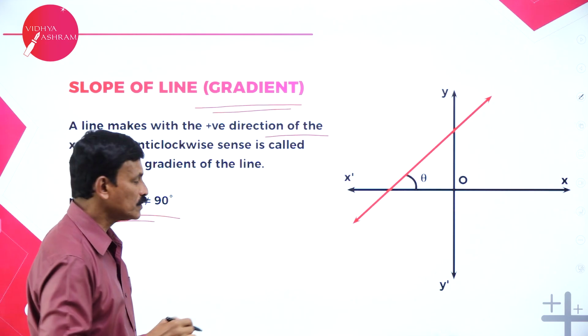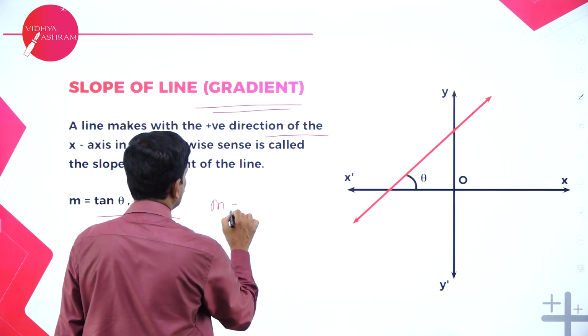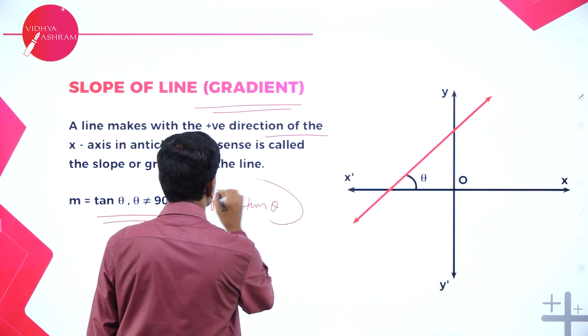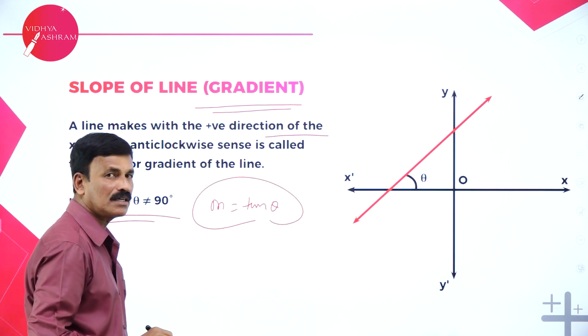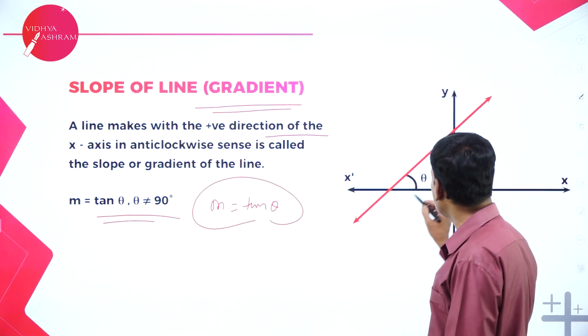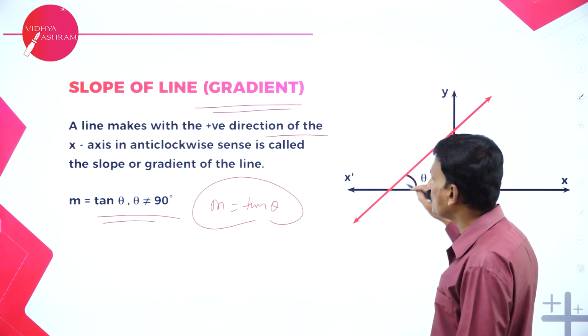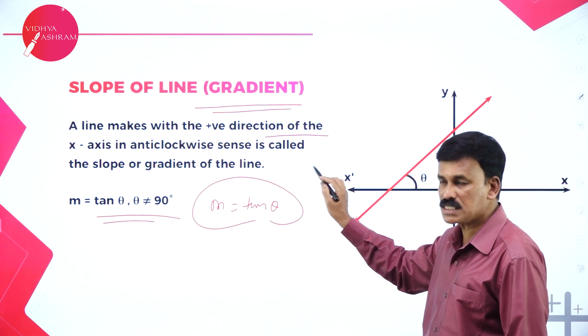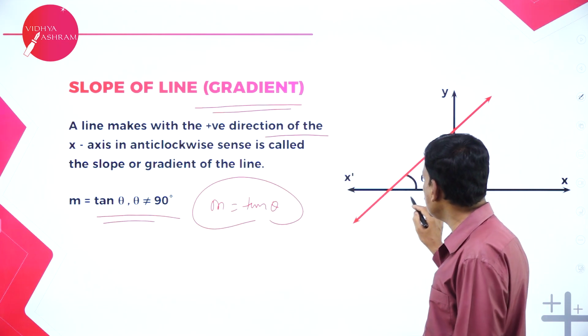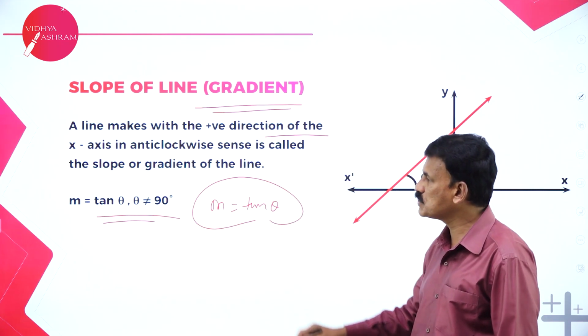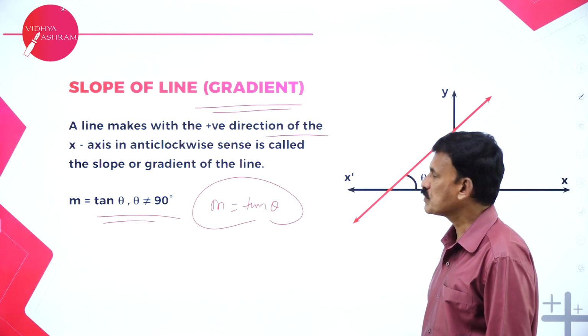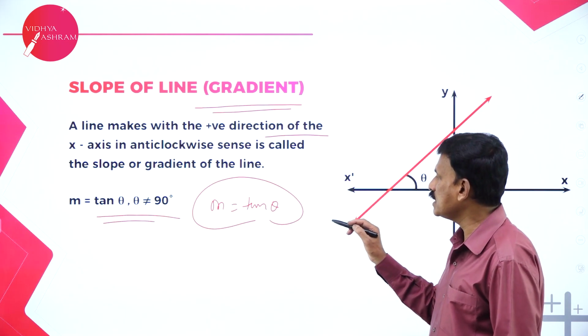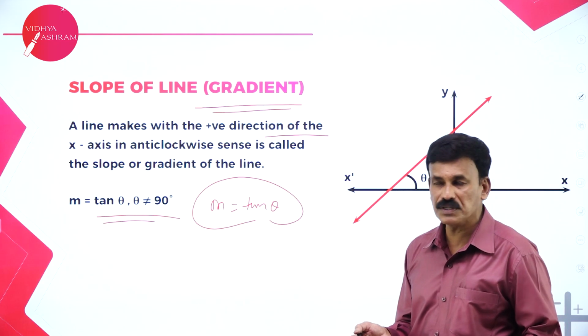The slope m is equal to tan theta, called the slope or the gradient of a straight line. Suppose a line makes an angle theta with the positive direction of the x-axis, in the anti-clockwise sense. This is called the slope or gradient of a straight line, denoted as m equals tan theta. Now, if theta is equal to 90, tan 90 is equal to infinity.